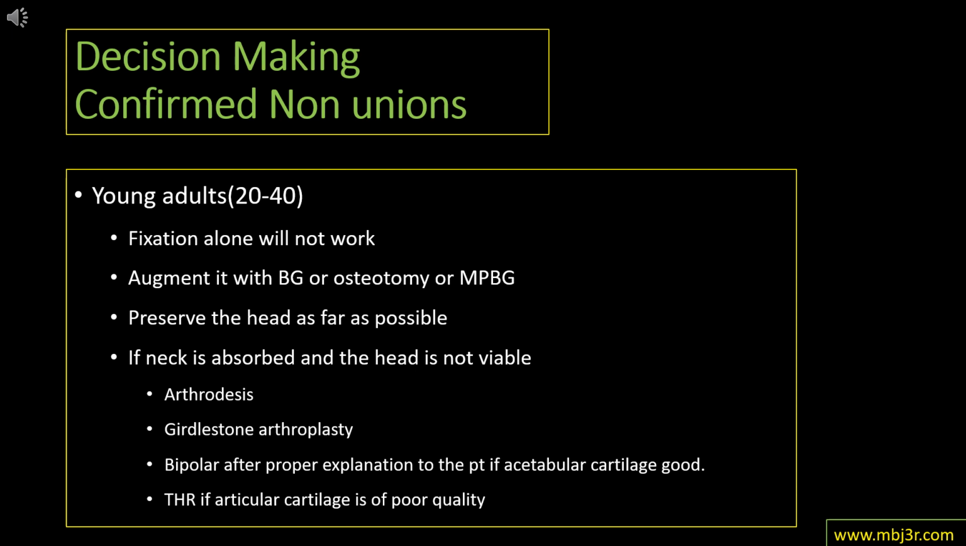Young adults between 20 to 40 years, fixation alone will not work. Augment it with a bone grafting or osteotomy or a muscle pedicle bone grafting. Preserve the head as far as possible. If the neck is resorbed and head is not viable, then arthrodesis or Girdlestone or a bipolar or a total hip replacement are the options.